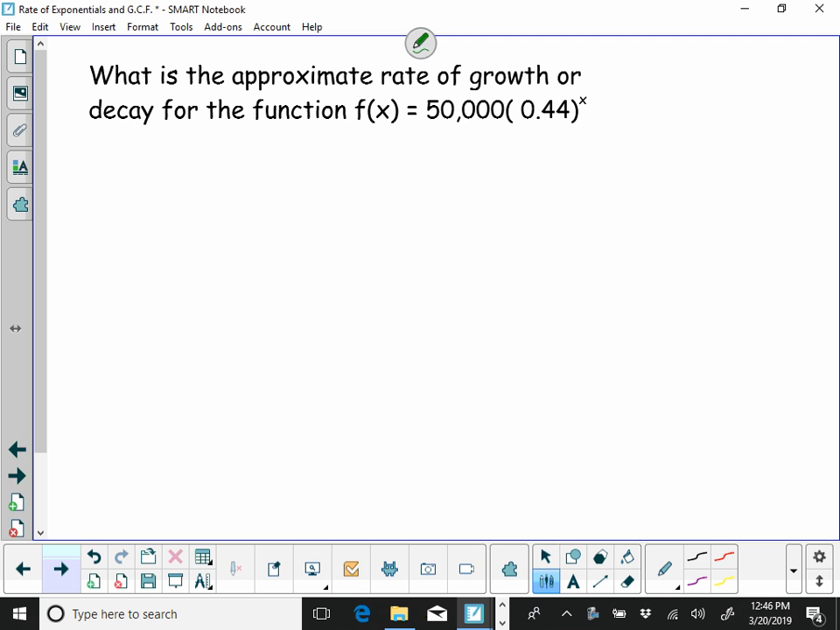All right, growth or decay? This one is decay, we can tell because this number is less than 1. So your process is the same. You're still going to take the number and subtract 1. And when you do that, what's it going to give you?